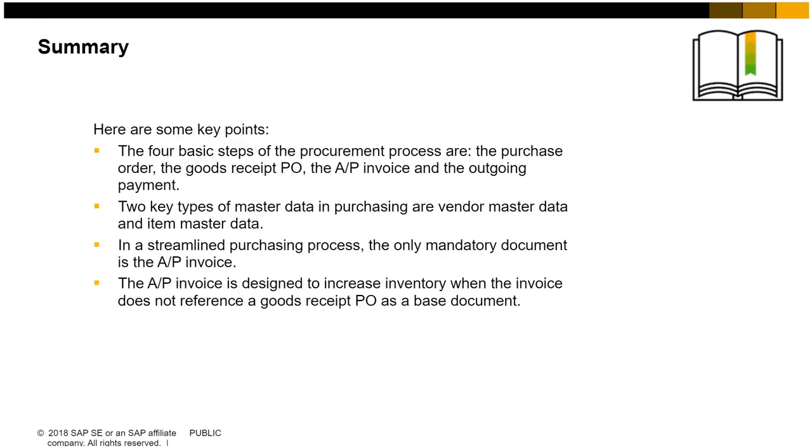The 4 basic steps of the procurement process are the purchase order, the goods receipt PO, the AP invoice and the outgoing payment. 2 key types of master data in purchasing are vendor master data and item master data. In a streamlined purchasing process, the only mandatory document is the AP invoice. The AP invoice is designed to increase inventory when the invoice does not reference a goods receipt PO as a base document.